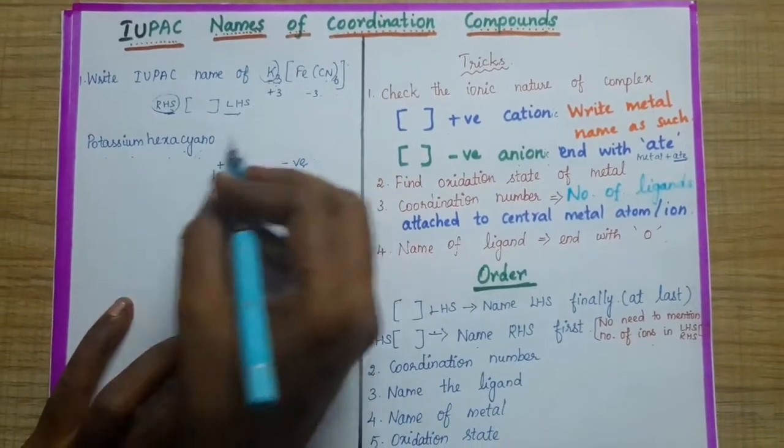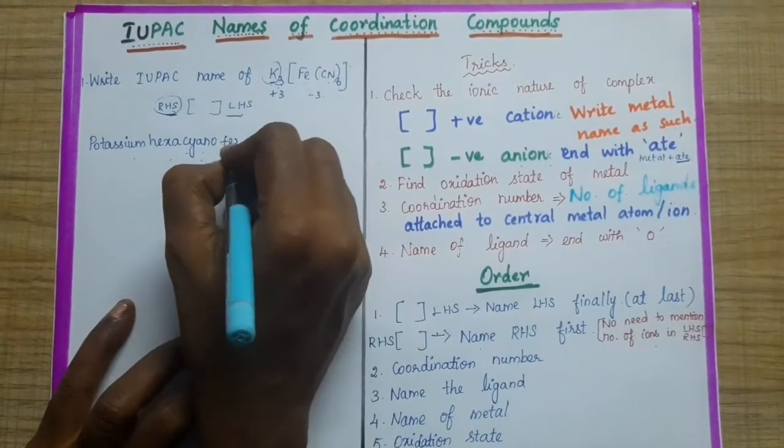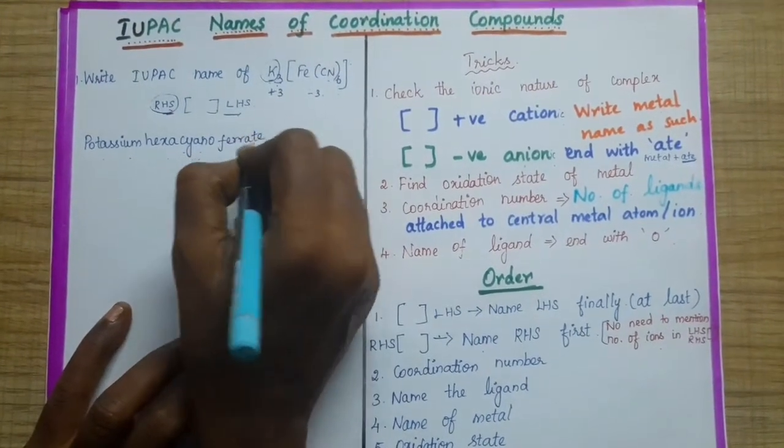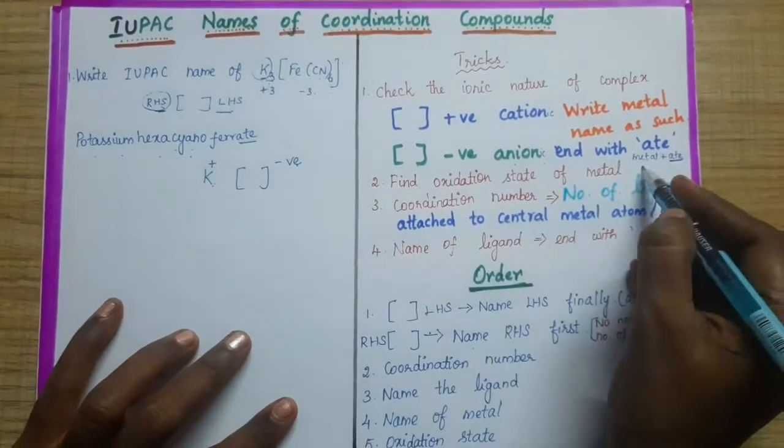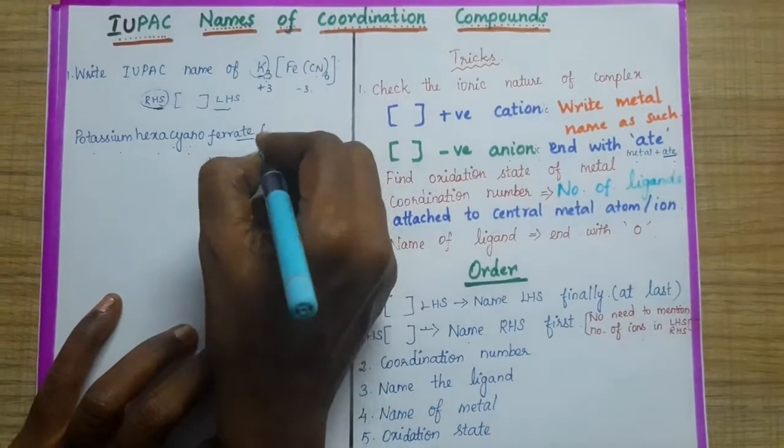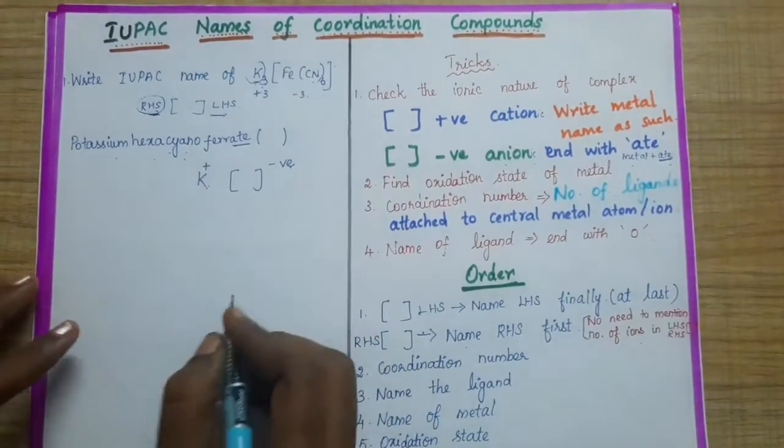Potassium hexacyano ferrate. Why should I name it with "ate"? Because it is an anionic complex. That's why the metal name plus "ate". What is the oxidation state of the metal? You have to find that out.